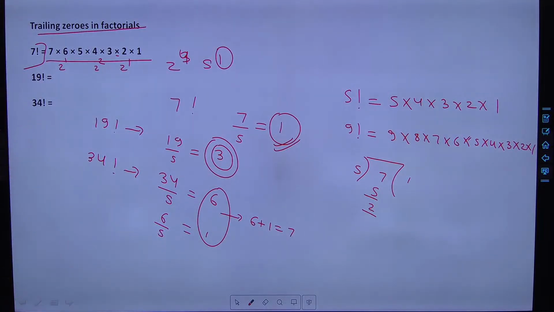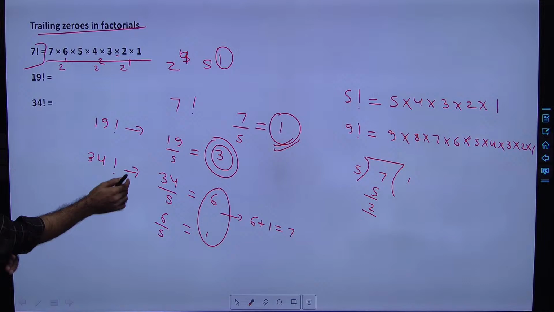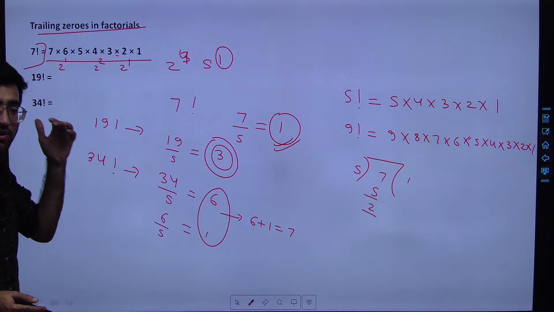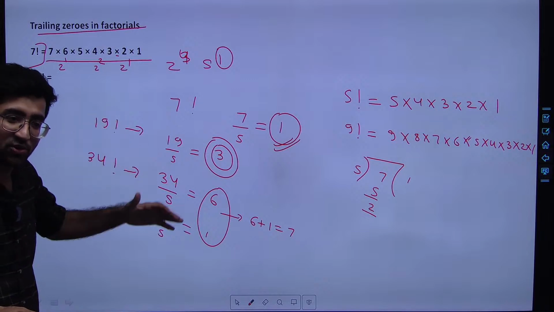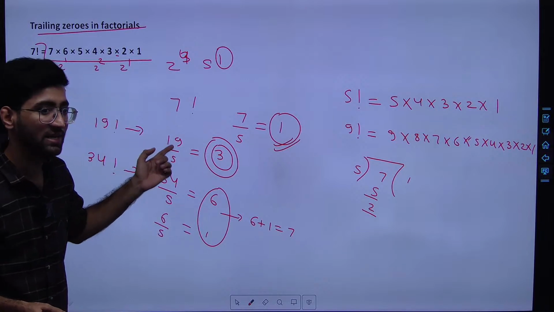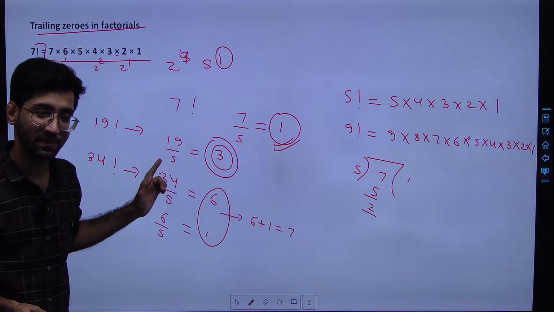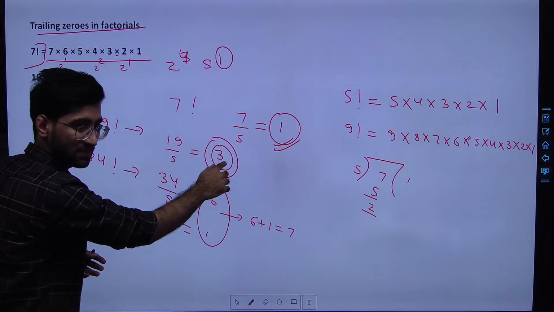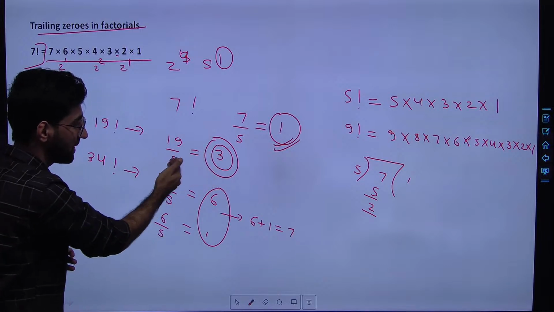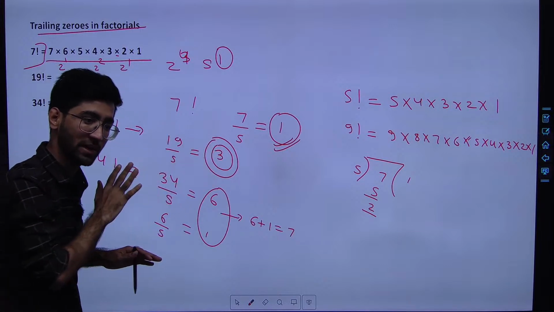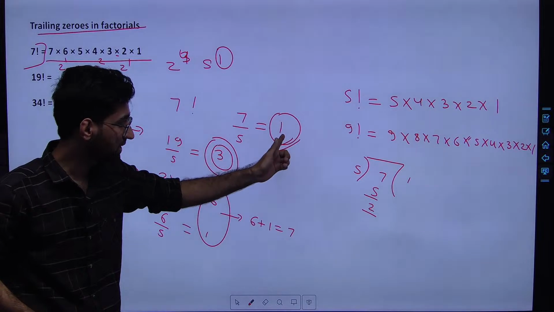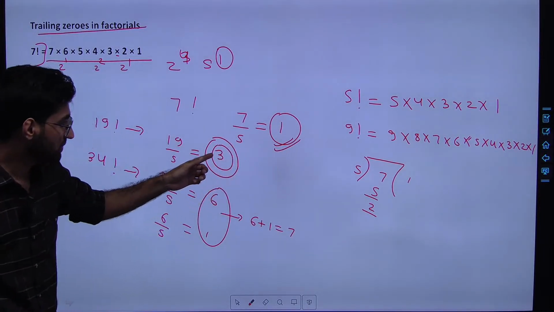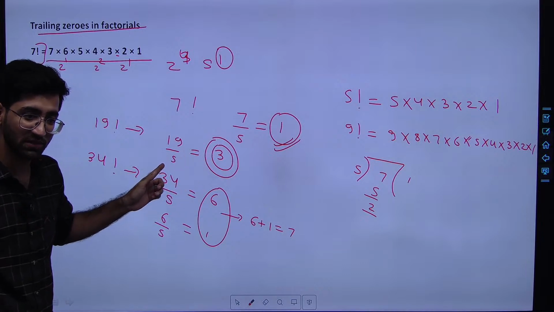This means if you have been given 34 factorial, or any n factorial, to find the number of trailing zeros, you just have to divide that number by 5. Then you will get some quotient. If the quotient is not divisible by 5, you will have to stop at that point. See, in this case, we stopped at 1, because 1 is not divisible by 5. In this case, we stopped at 3, because 3 is not divisible by 5.